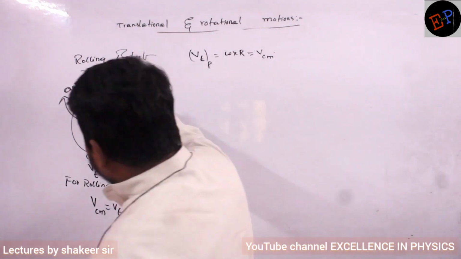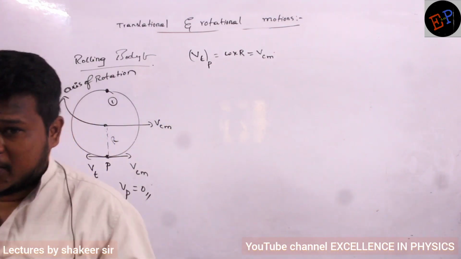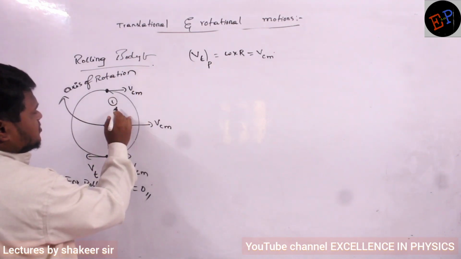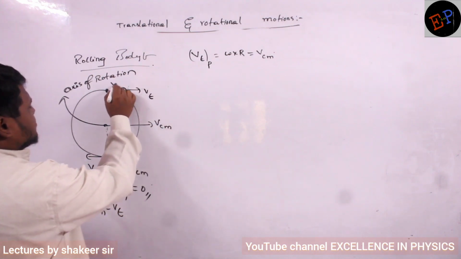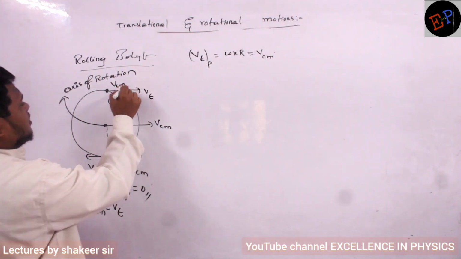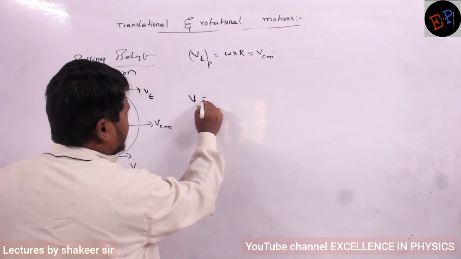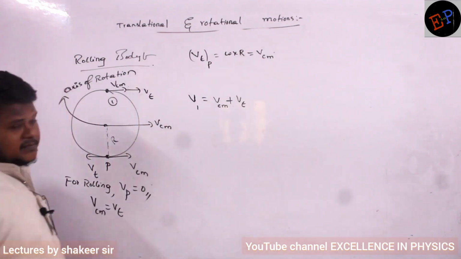Now you take this point. Let us call this point as point number 1. This point will have how many speeds? This will have the velocity of center of mass also. Are you able to understand? This point will have tangential speed also. So what is the velocity of point number 1? The velocity of point number 1 is the velocity of center of mass plus the tangential speed.